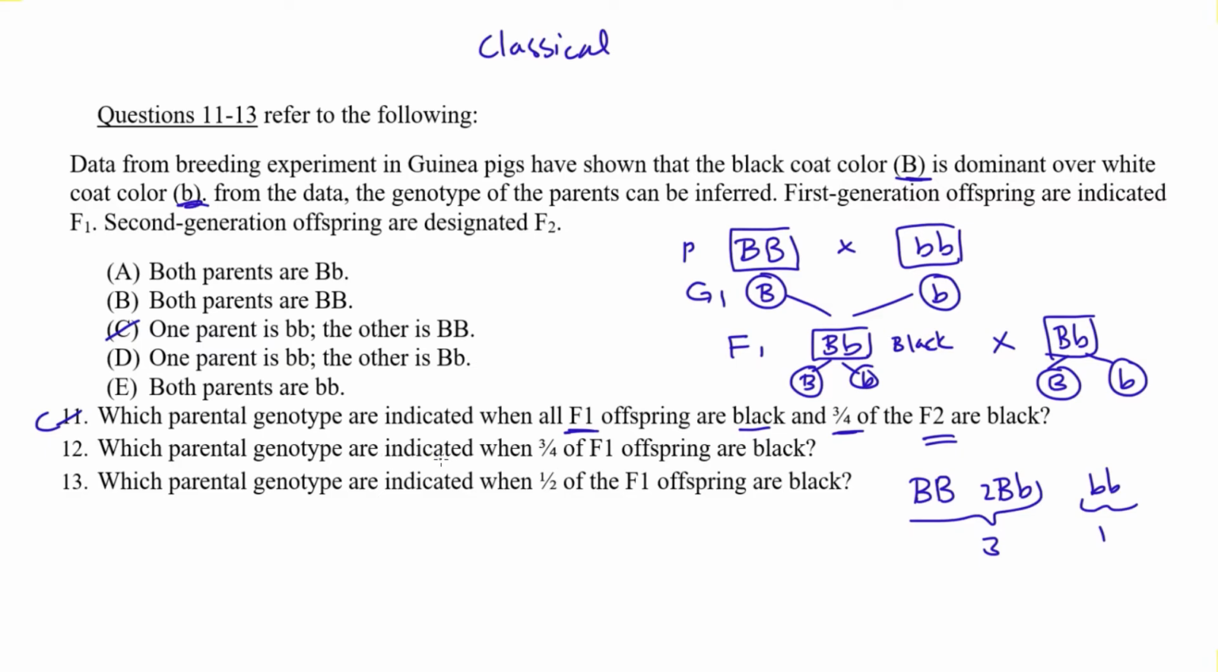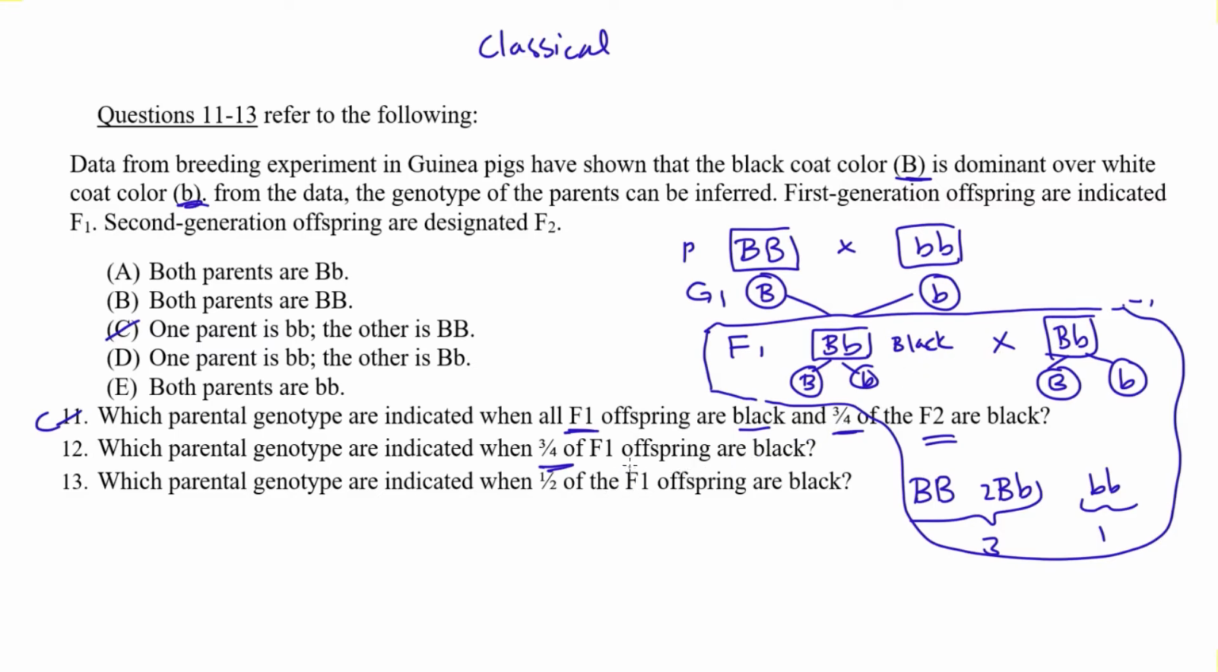Which parental genotype is indicated when 3/4 of F1 are black? So you will start from that area, okay? You will start from that area. That area will produce this asked question. Which parental genotype produces 3/4 of F1 black? Don't forget that this ratio, 3/4 or 1/4, will not be produced unless both parents are heterozygous individuals like that. Both parents are heterozygous, so they will produce that. So you will choose that one. Both parents are B capital B small, so 12 will be A.